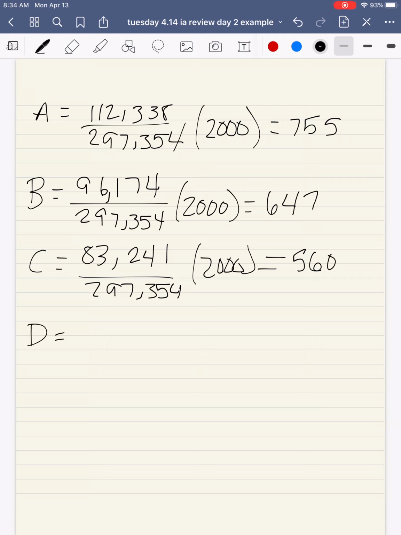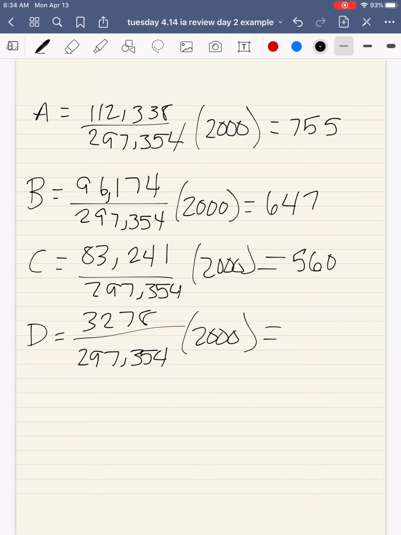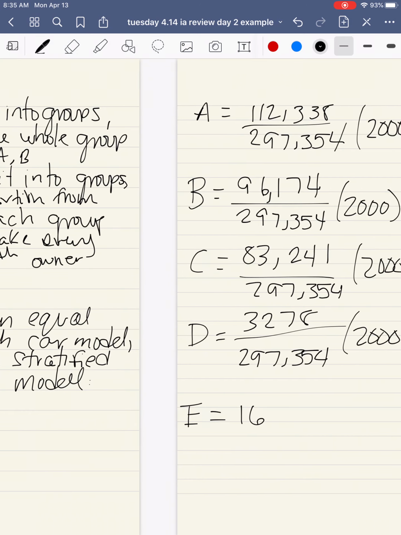So for model D, this had a lot smaller value, just 3,278 divided by our total. And again, we multiply that by our simple random sample size, so that's going to give us 22. And we already know for E, we calculated that, and that was approximately 16. So here, if I go back, these are the numbers that I want to take. I want to take 755 people from model A and 647 from B, and so on. So that's what I want to say.